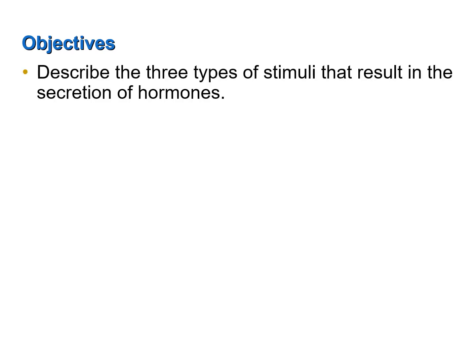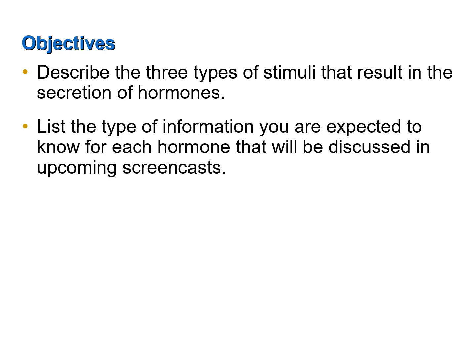Now let's review the objectives of this screencast. Describe the 3 types of stimuli that result in the secretion of hormones. List the type of information you are expected to know for each hormone that will be discussed in upcoming screencasts. Antidiuretic hormone and oxytocin will be discussed in the next screencast.